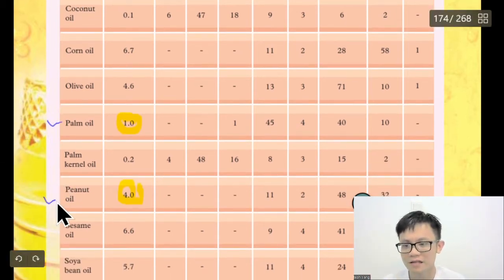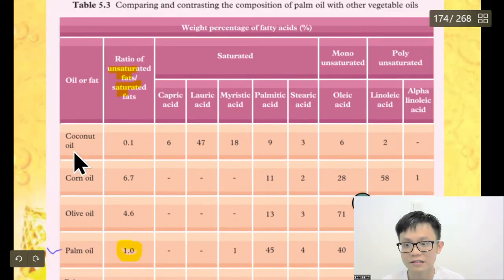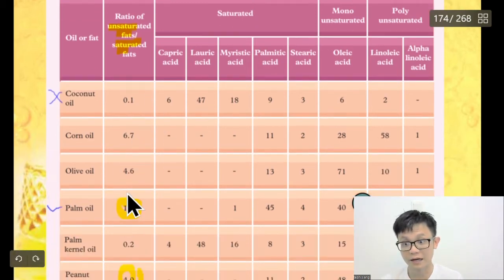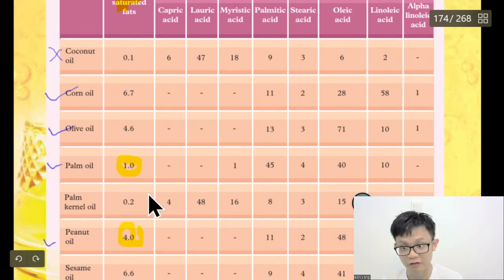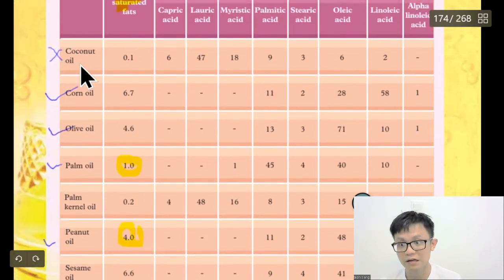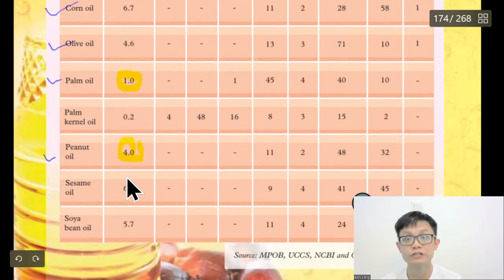This one, peanut oil, unsaturated is quite good. You see this one is not healthy: coconut oil, because coconut oil is 0.1, meaning 0% unsaturated, 100% saturated. So you don't want to buy this one because it's not healthy. I thought olive oil is healthy, but I don't know why here it is 4.6. But as far as I know, olive oil and corn oil are healthy. Maybe there are more things that we haven't touched on. Yeah, only coconut oil is the worst because it's 0.1, 100% saturated. The other ones are all still balanced.